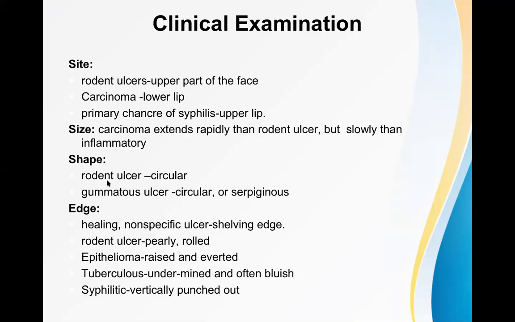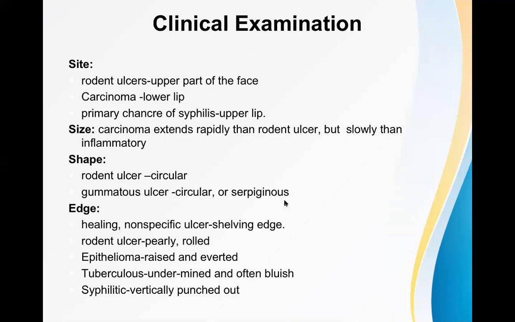Regarding the shape, rodent ulcers are usually circular in shape, but in some patients it may already be irregular because of the extensive destruction of the margin. And gummatous ulcers are usually circular or serpiginous. Now, there's a new term for you, serpiginous.